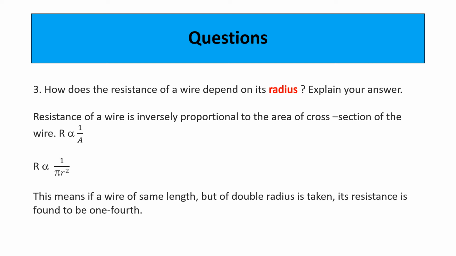Resistance of a wire is inversely proportional to the area of cross section. R is proportional to 1 by A, which is equal to 1 by pi r squared. This means for a wire of the same length, same length meaning we are not altering the length of the conductor, if double the radius is taken, that means r becomes 2 times, then its resistance will become 1/4.